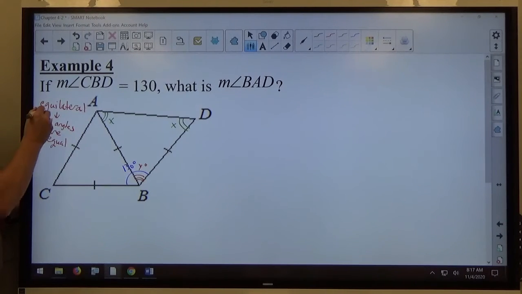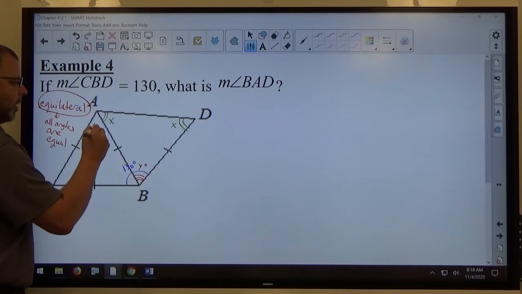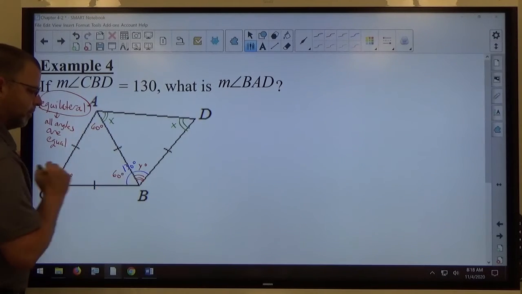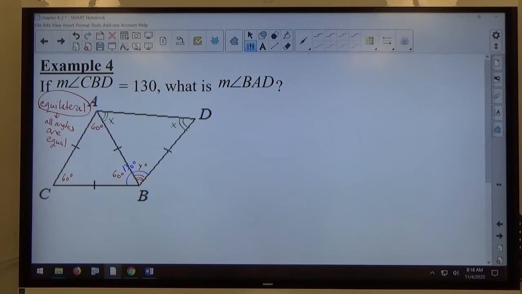Okay, so as soon as you see an equilateral triangle, you can immediately make the jump to the fact that all the angles have to be 60. So all of a sudden now this is 60, this is 60, and this is 60. So the 130 was given to me. The 60s weren't given to me, but they gave me information to allow me to find the 60s. They want me to find the X up here in the corner, and now everything I need to know is right there on the board.